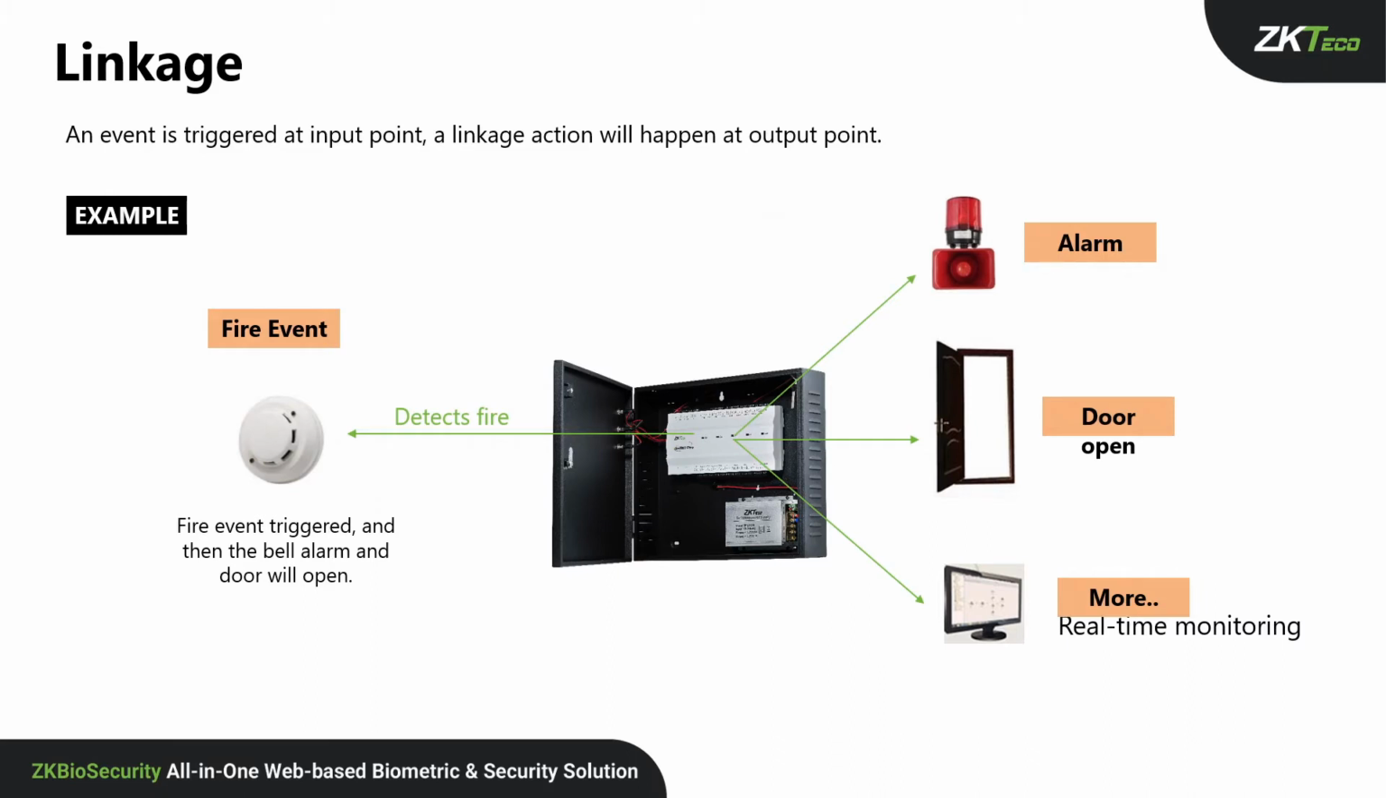Linkage. For our linkage options, if you want to connect our controller to a third-party fire alarm, you can connect from our controller and then the auxiliary options. From these options, it will trigger the alarm to open the door, and at the same time, you can check from our real-time monitoring.